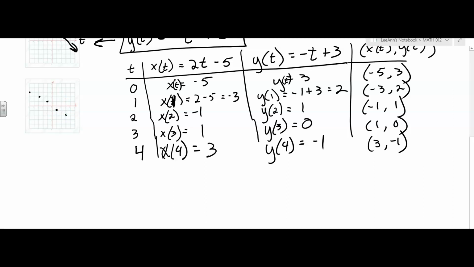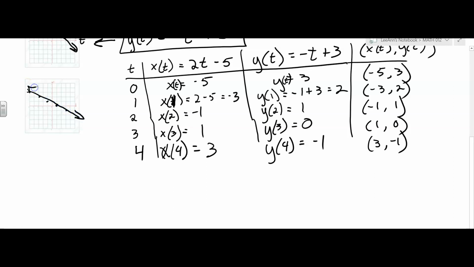And it should be linear. It doesn't look very linear. Why is that? Oh, because I still drew it wrong. This is a long video, too. So it was 1, 0, which is right there, and then 3, -1. There. Now it looks better.